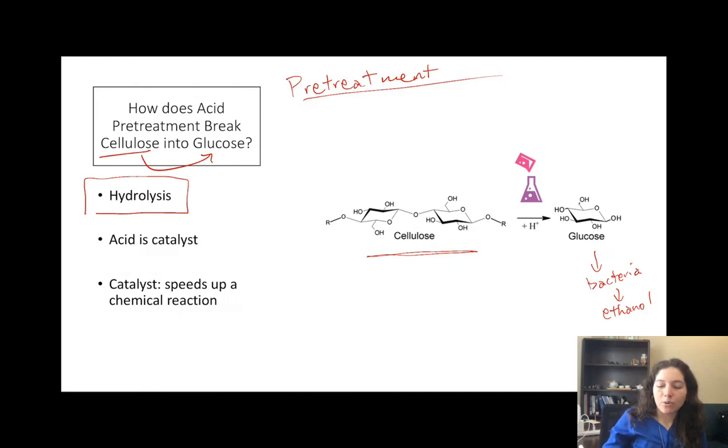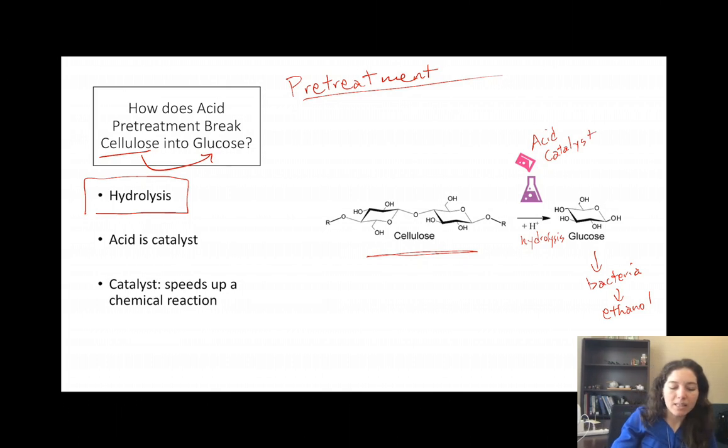This is our hydrolysis process. And what's happening here is acid is added to break down these molecules. And this acid is a catalyst. What a catalyst does is it speeds up a chemical reaction. So it makes this breakdown happen a lot faster.